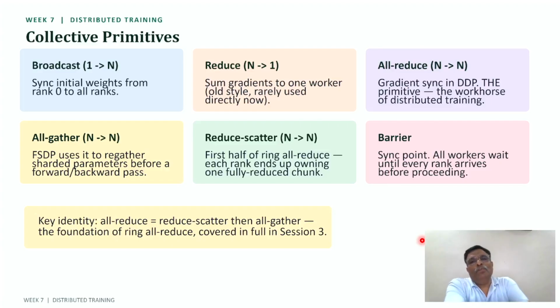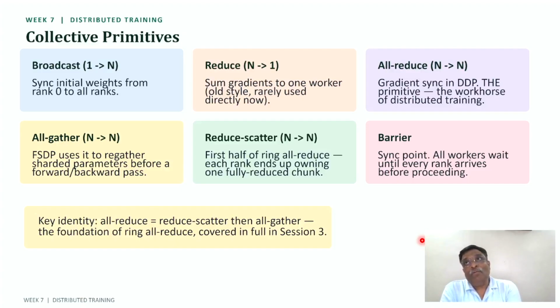It's rarely used directly now, but still that concept of collecting everything and being maintained by a single process is useful, right? And then we use all reduce, wherein every piece of information is given to all the processes. So that is where the gradient sync in DDP happens. And this is the basic idea about distributed training.